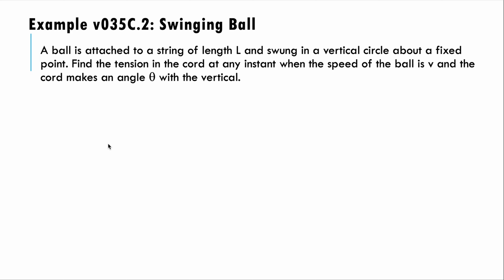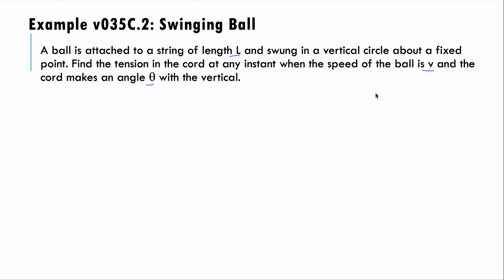Let's go over the second example from v035C on non-uniform circular motion. In this example, we have a ball attached to a string of length L and swung in a vertical circle about a fixed point. Find the tension in the cord at any instant when the speed of the ball is v and the cord makes an angle theta with the vertical.